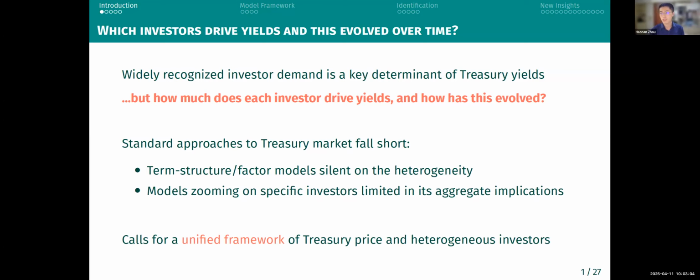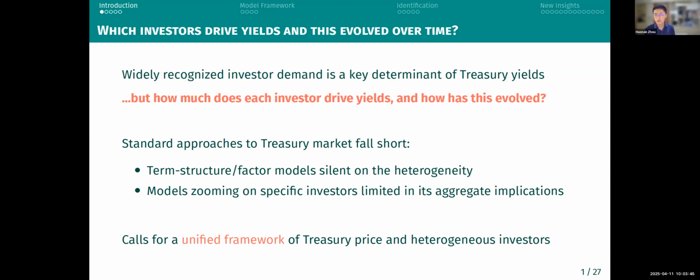So at least from either academics or industry people, we do have a sense that there is a clear connection between quantities and prices, but it's not super clear from the literature to what extent we can quantify or relatively precisely characterize the role of different types of investors in driving Treasury yields, and also to what extent there are structural transformations in the Treasury market that change the roles played by different investors over time. So essentially, this paper tries to offer a framework to think about this.